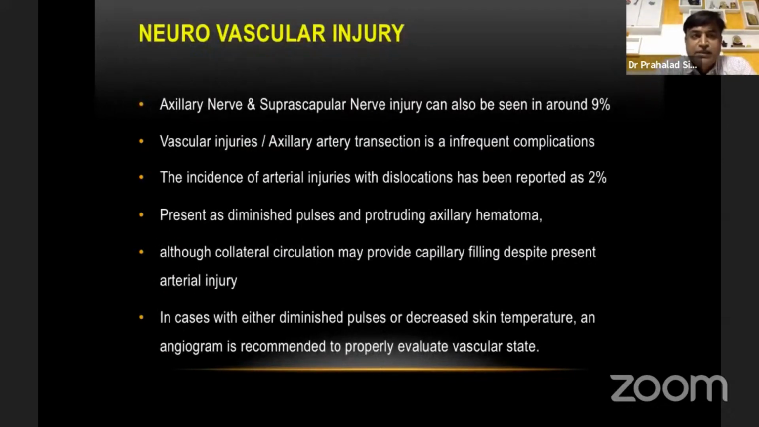The axillary nerve and sometimes the suprascapular nerve can be injured. Vascular injury, that is of the axillary artery, is the most dreaded complication, and it is an infrequent complication seen in elderly individuals because of the associated atherosclerosis of the vessels, and they present with a diminished pulse and protruding axillary hematoma. So it is very important that we don't miss these very rare injuries, which are devastating if you don't catch them in time.